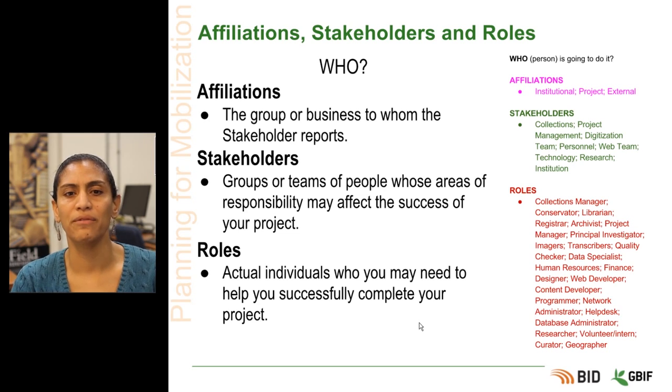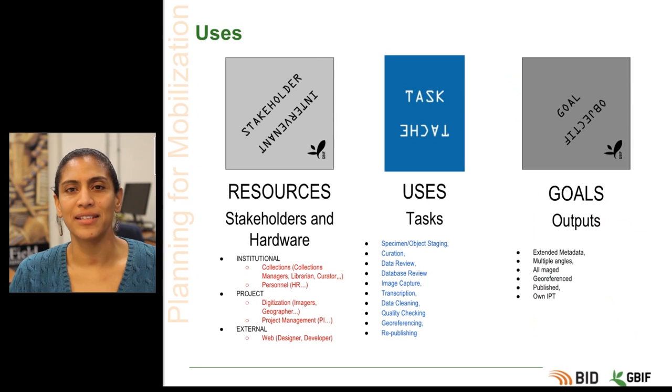Identifying who will be involved in your project and understanding the jobs that they do will give you a good idea of who is best placed to help you carry out your plan. The second element of the definition is uses. These are the actual work tasks that will need to be carried out by the stakeholders in order for you to successfully accomplish your goals.